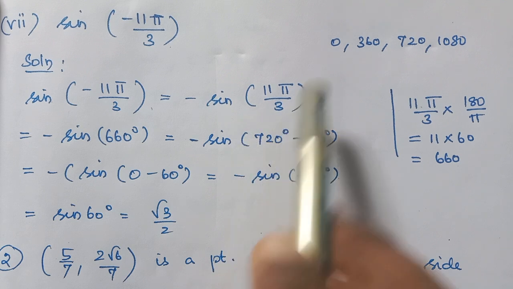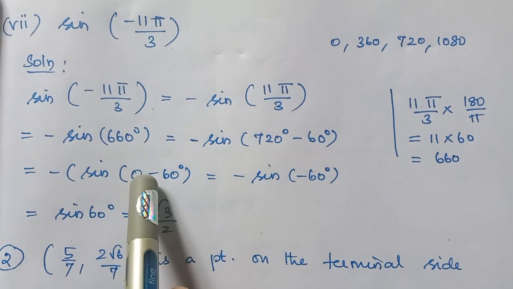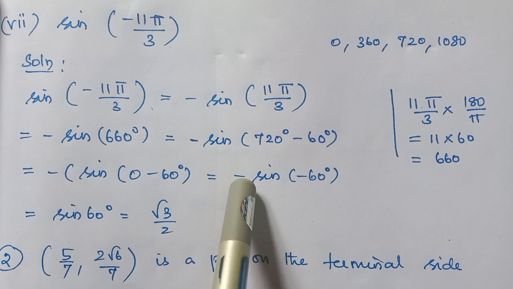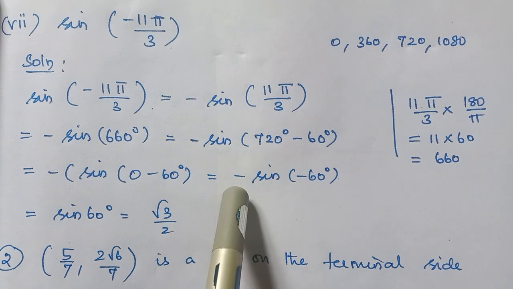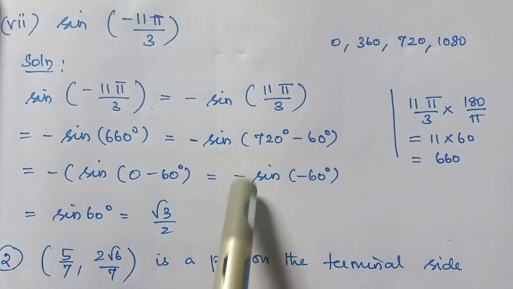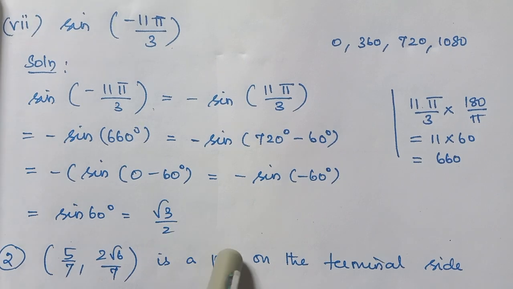Now 720 is nothing but 0. I told that multiples of 360 can be put as 0 here. So 0 minus 60 is minus 60. Take this minus inside, or you can even take the minus outside also. Sine minus theta is minus sine theta. So taking the minus outside or inside, make it positive. So sine 60 is root 3 by 2.